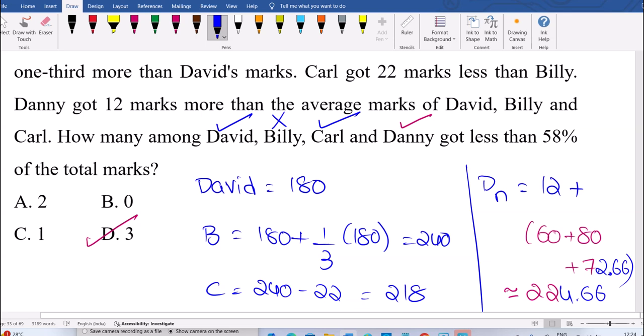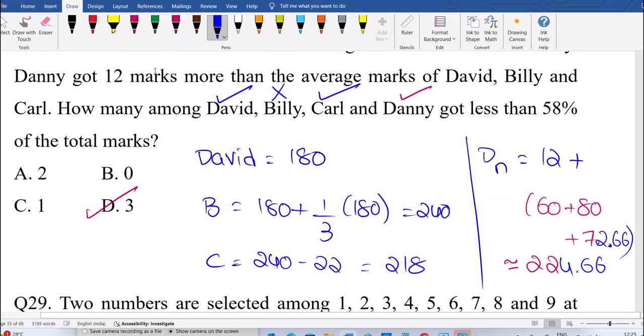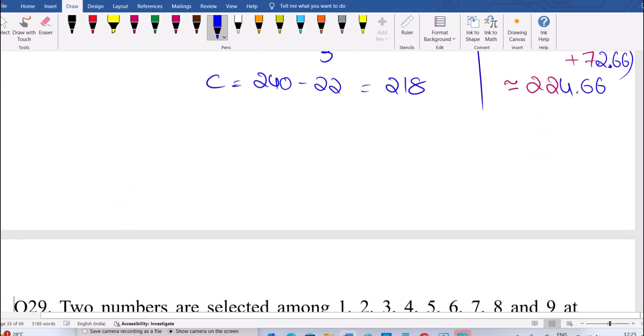If you have to calculate the average, then 12 extra for that will give this answer. So, 3 people got less than 58% of the total marks. Right, so let's see the next question.